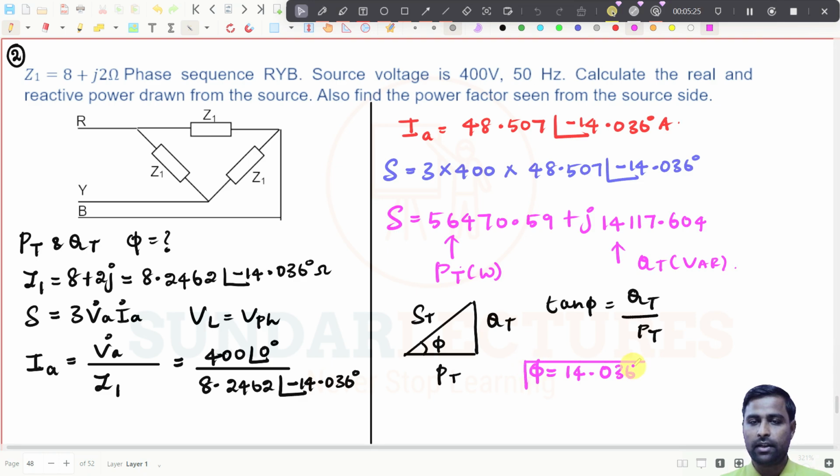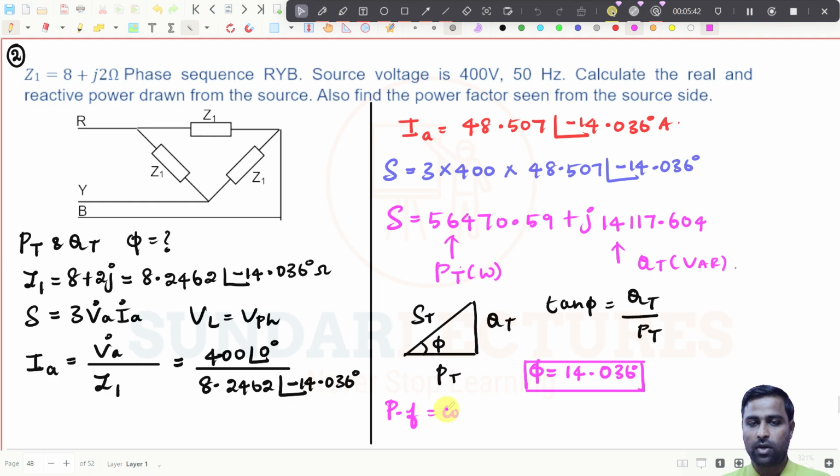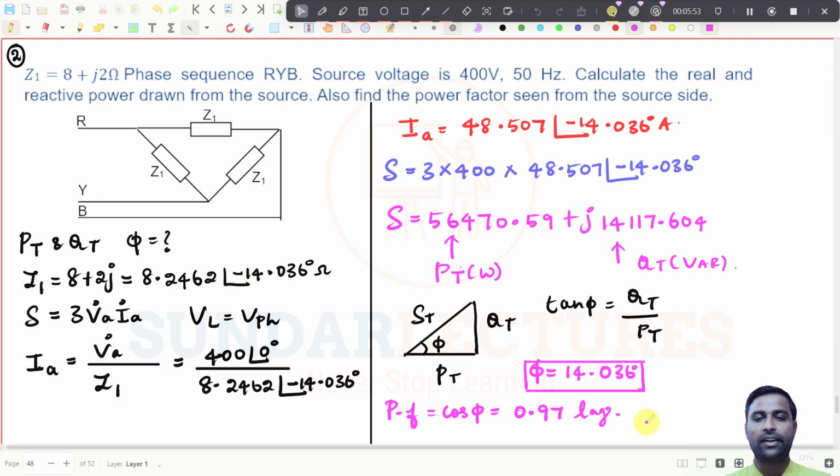Try to understand, degree phi. Whatever you are getting in the impedance angle will be the power factor angle. And power factor will be equal to cos phi. If you substitute this value, you will get 0.97 lagging, because this is an inductive load. That is why you are getting minus here. So it will be a lagging power factor, right? That is what they have asked you in the question: power factor angle, and real and reactive power. We have found everything.